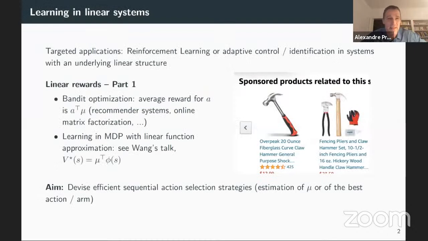The talk is about learning in linear system, with applications in reinforcement learning in mind: identification of systems with an underlying linear structure. So what do I mean by linear structure? In the first part of the talk, I will talk about systems with linear reward. So it's an online control problem where the reward that you collect is a linear function of the action that you select. So the first part will be devoted to so-called linear bandit optimization, where when you pick an action A, represented as a Euclidean vector, you get a sample of reward of average A transpose mu.